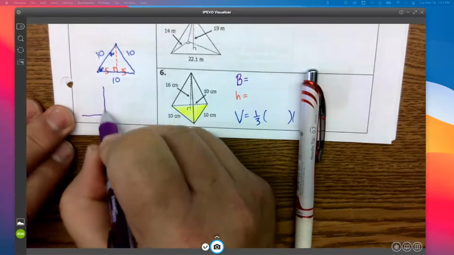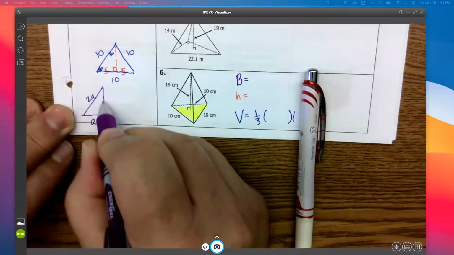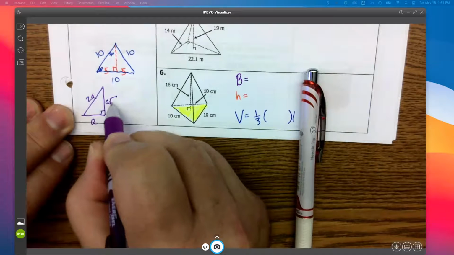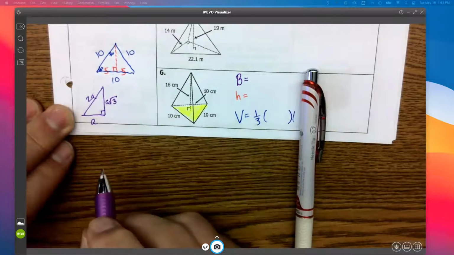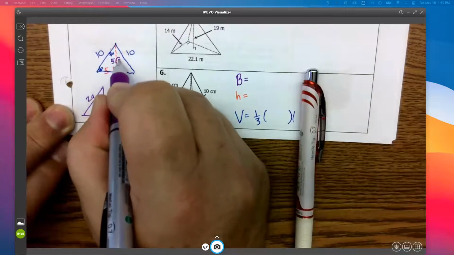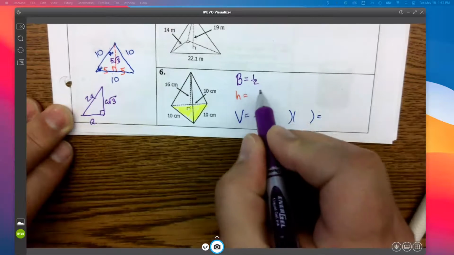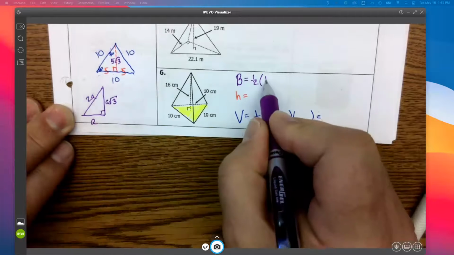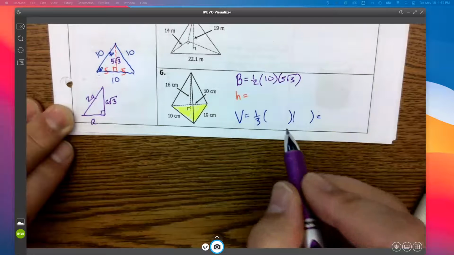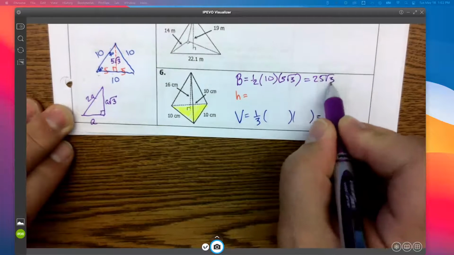Remembering this? If this is A, this is 2A, what's this? A square root of 3. So if this is 5 and this is 2 times 5, this would be 5 root 3. So my base, the area of my base would be 1/2 10 times 5 root 3. Half of 10 is 5. 5 times 5 root 3 is 25 root 3.